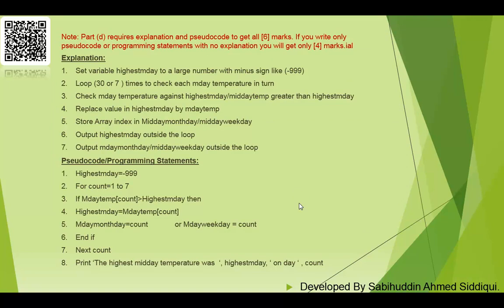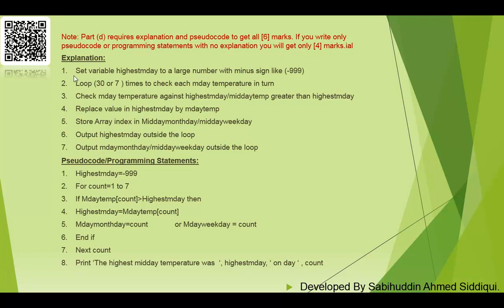Now see, you can see the note first. Part D requires explanation and pseudocode to get all 6 marks. Basically this question is of 6 marks. If you write only pseudocode or programming statements with no explanation, you will get only 4 marks.